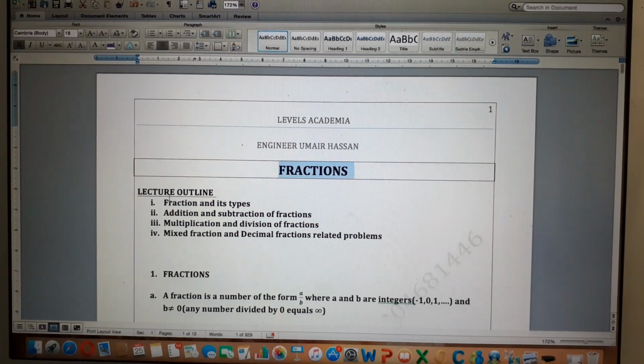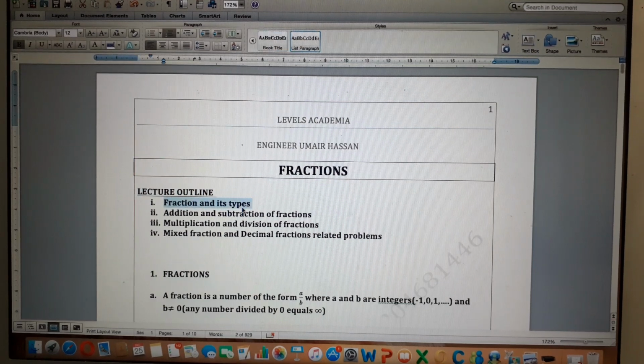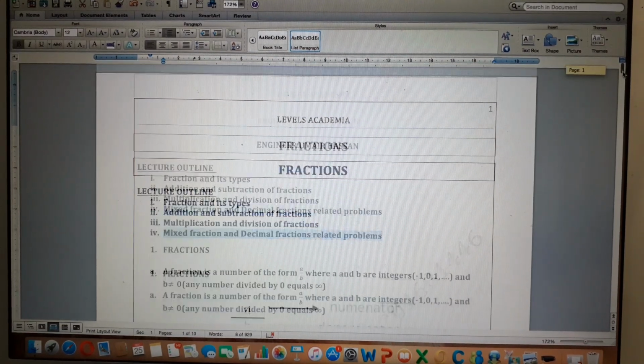Fractions lecture outline: fraction and its types. We will be studying fraction and its types, addition and subtraction of fractions, multiplication and division of fractions, and then mixed fractions and how fractions can be converted into decimals and its related problems.